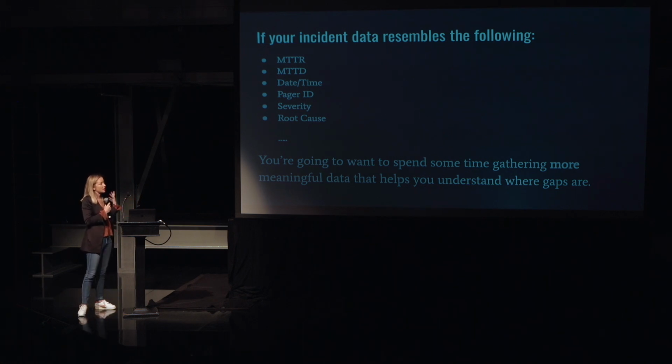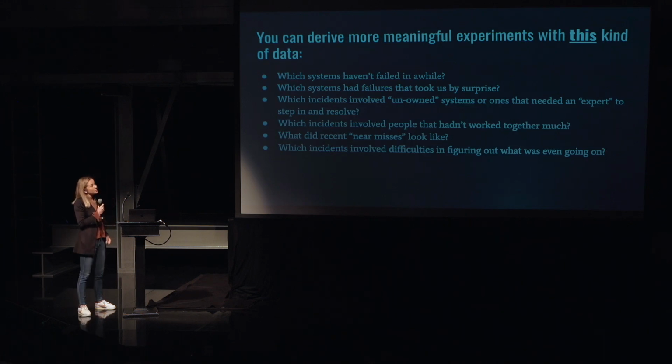You're going to want to spend some time gathering more meaningful data that helps you understand where the gaps are. Here are some examples of meaningful data that can help you design an experiment. You could see which systems haven't failed in a while, which ones had failures that took us by surprise, which ones involved unowned systems, or ones where we actually had to call someone in that wasn't explicitly on call, and which ones involved people that had not worked together much before. Maybe they had systems that talked to each other, but they never really needed to talk to each other.